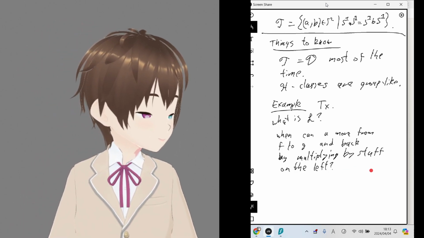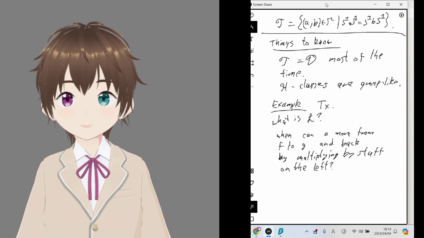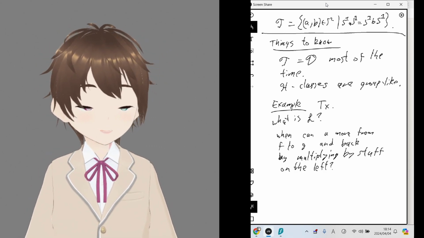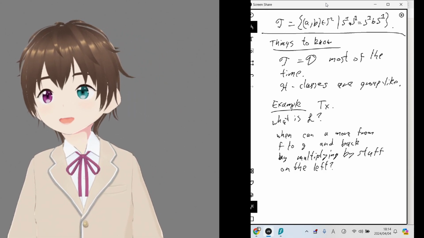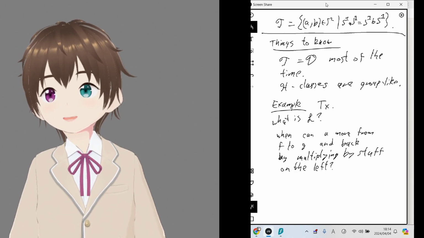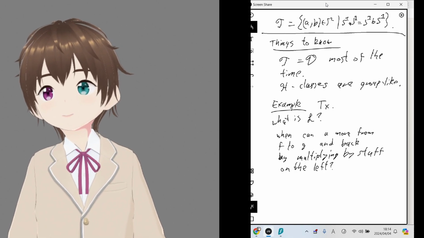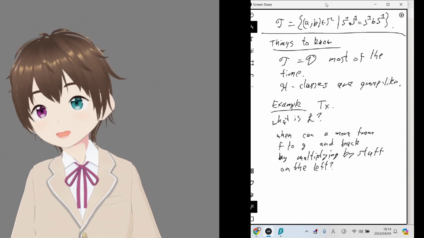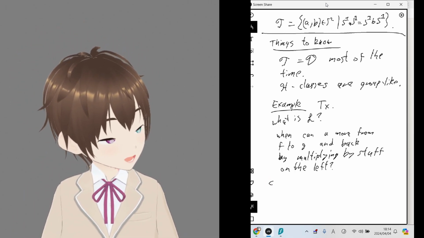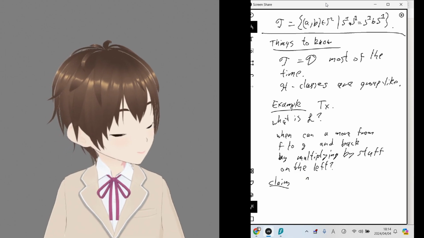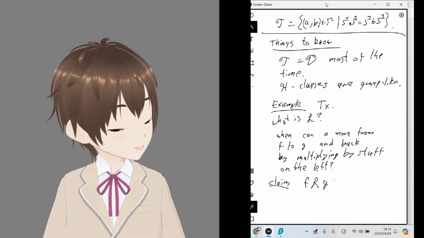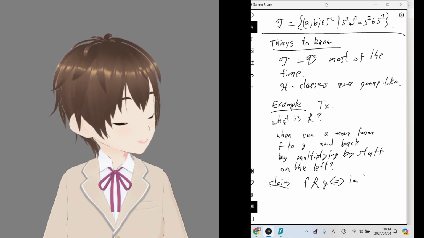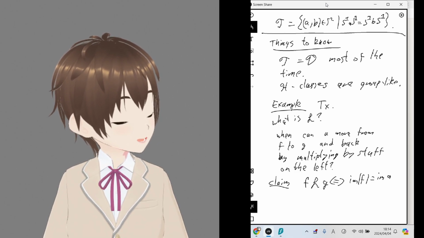Well, it's actually not too hard. So how do I check this? The thing you want to spot is that there is a very easy way of seeing it. It's not that obvious that it's true, but it's not too hard to check. The point is that things that are L related have the same image. So I claim that F is L related to G if and only if the image of F is equal to the image of G.